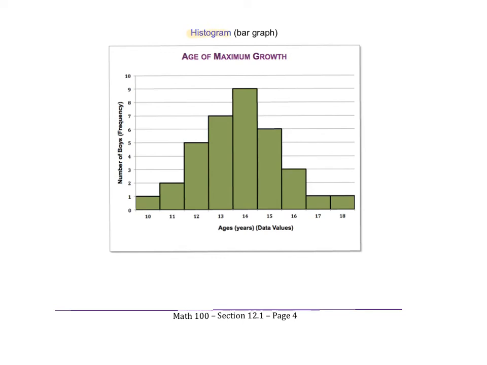In statistics, they call this a histogram, which is just a bar graph. So if you notice in this bar graph, I put the ages, remember those were our data values, at the bottom. And then for each one of those ages, the bar represents the frequency. Just another way to organize data. So visually it's appealing. We could see that we still have this maximum growth. At the age of 14 years old, there were 9 boys.